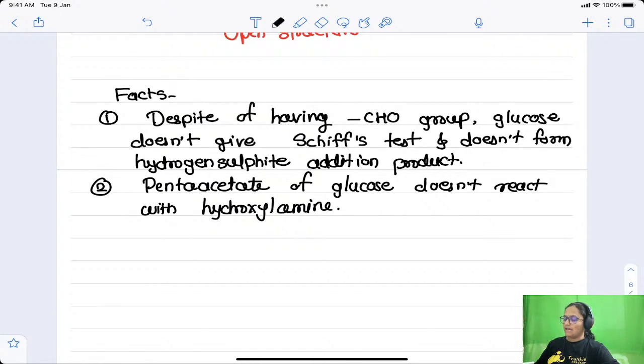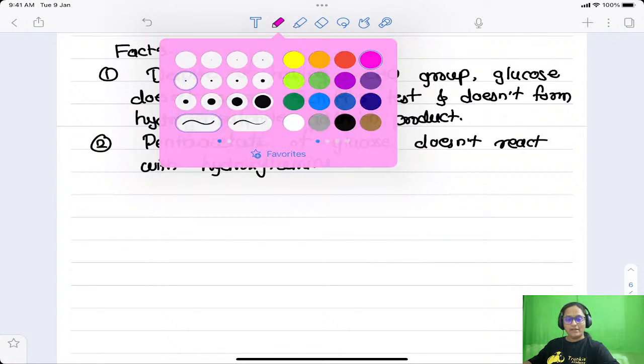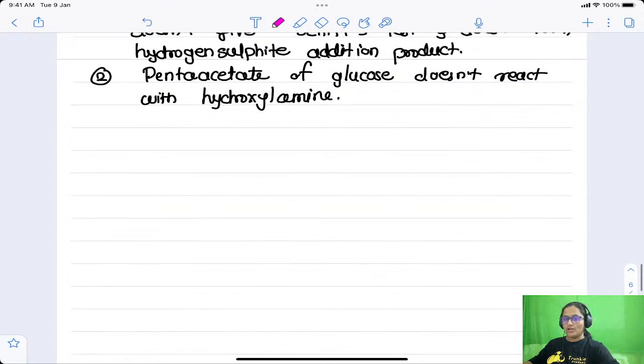So these reactions, that is, first the Schiff test, then the hydrogen sulfite addition reaction, and then the hydroxylamine reaction, are not shown by glucose in spite of having the CHO group. That means the CHO group is present, but it is not free. It is not free for long. It is immediately undergoing cyclization.